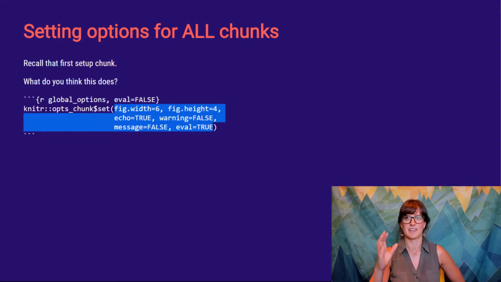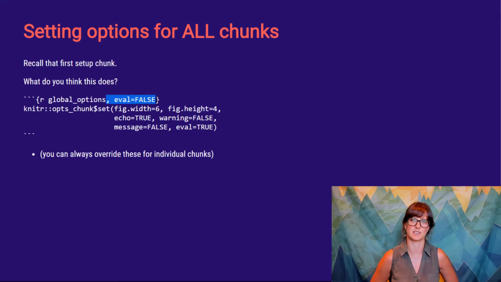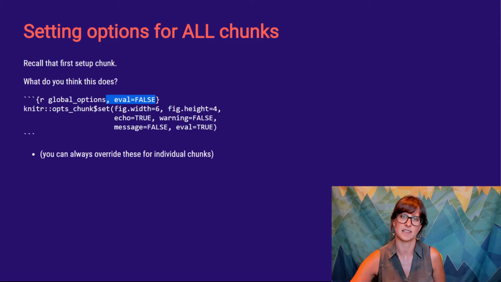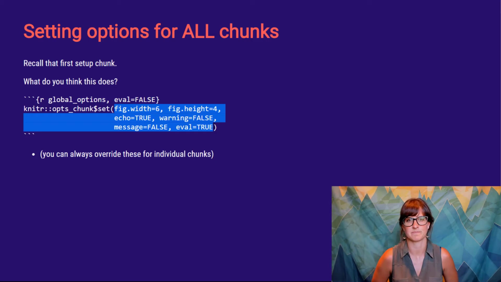Now don't worry, you don't always want identical behavior for all your chunks. It's nice to have this shortcut so you don't have to remember to add it into the chunk every single time. But you can always override these, so if you have an option that you've put into the header of the individual chunk, such as right here where I have eval equals false as an option on this global chunk, those ones will take precedence. So the local one always wins, and then these options that I've set at the beginning, they're just the defaults if we don't specify something else.